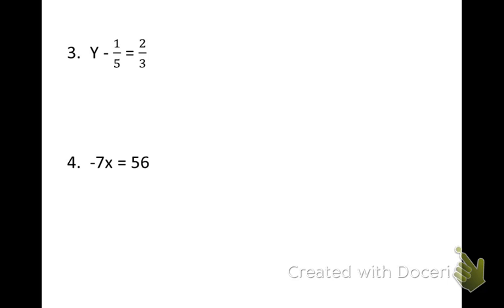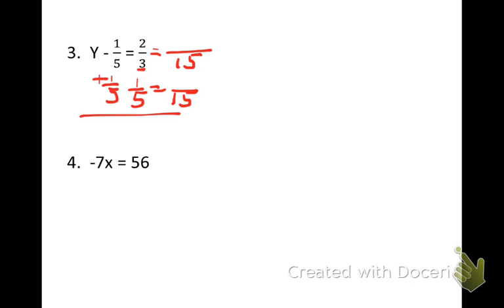Number 3, again, it's a fraction problem, but just say what's the opposite of subtract? Add 1/5. So show that step. You don't have to know anything about fractions in order to write that step. But now, yes, you do have to remember in adding fractions, we must come up with a common denominator. Well, 5 and 3 will both go into 15.